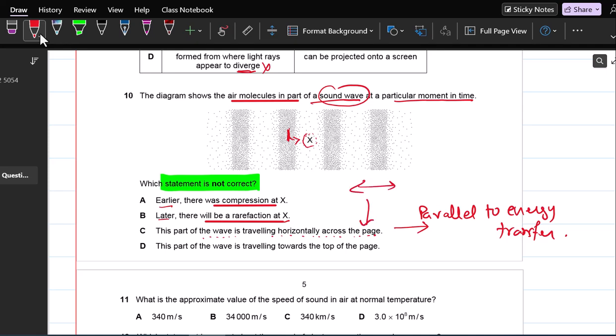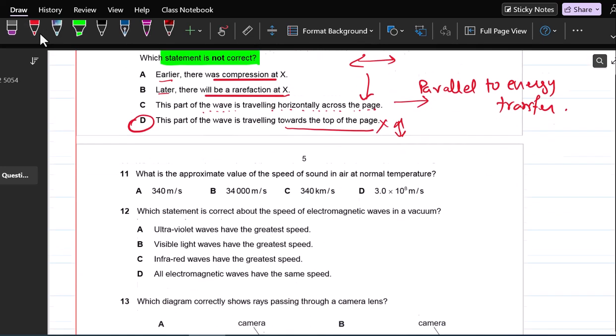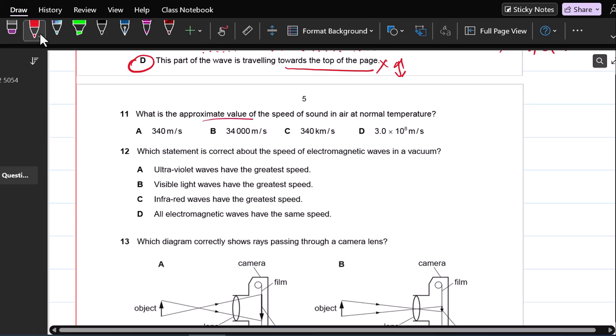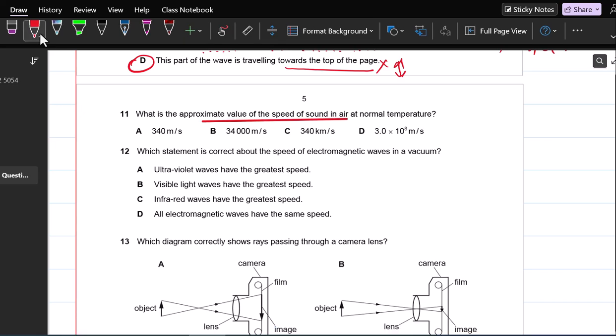This part of the wave is traveling towards the top. No, top is not possible. It is going to be up and down, so it is wrong. So D is not correct. What is the appropriate value of the speed of sound in air at normal temperature? It's not the speed of light, it is the speed of sound in air. So it will be 340 or approximately 340. It can be 330, 320 meters per second. So A is appropriate.